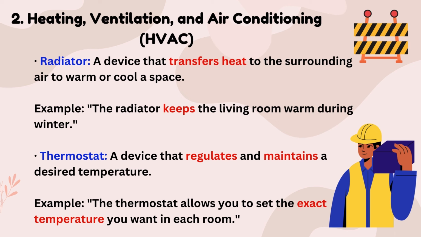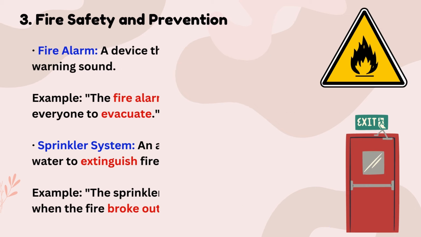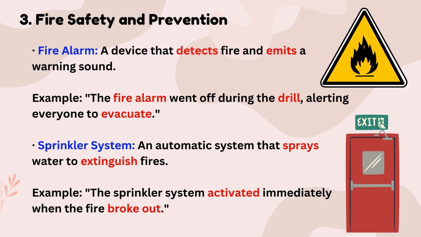Thermostat: a device that regulates and maintains a desired temperature. Example: the thermostat allows you to set the exact temperature you want in each room. 3. Fire safety and prevention. Fire alarm: a device that detects fire and emits a warning sound.